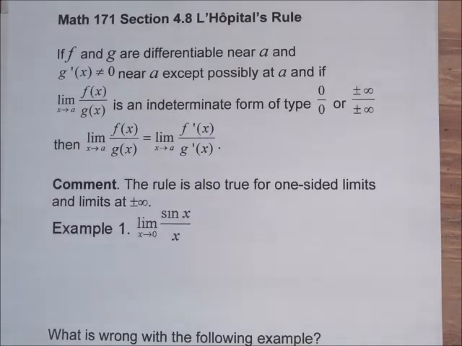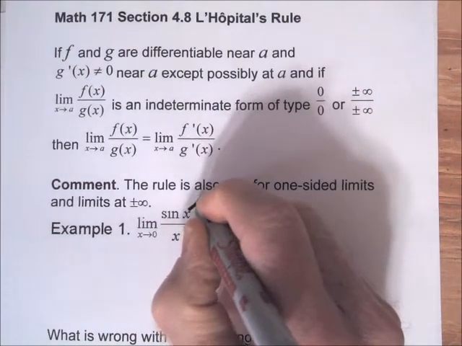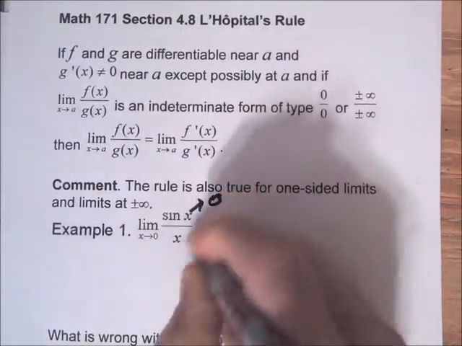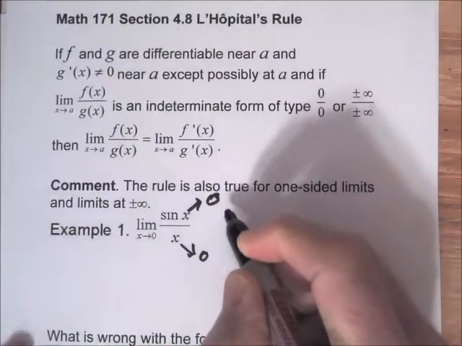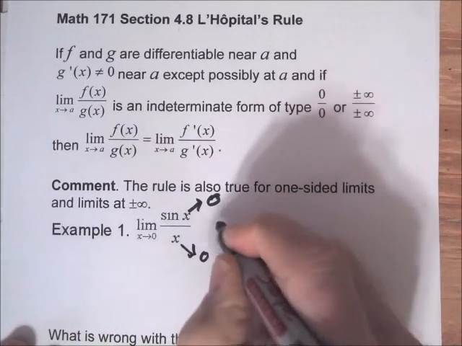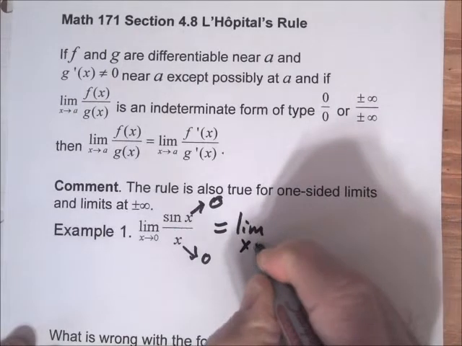So in this example, we want the limit as x goes to 0 of sine x over x. We saw this limit before, and we had an argument for it, but we can also use L'Hopital's rule. As x goes to 0, sine x goes to 0, and the denominator also goes to 0 here. So this is indeterminate of the form 0 over 0, and we can take the derivative of the top and the bottom.